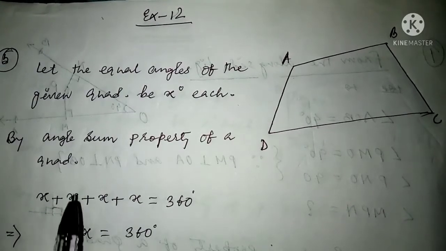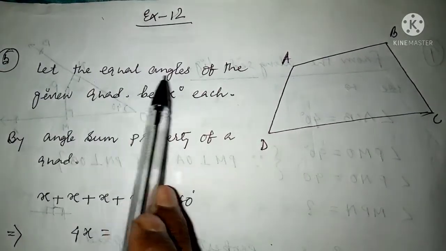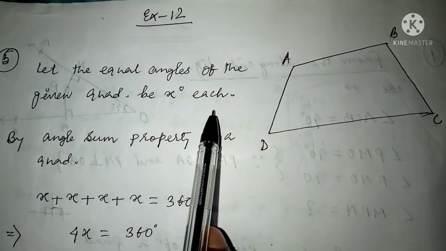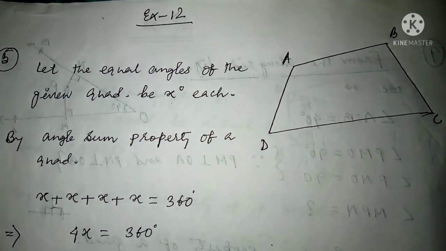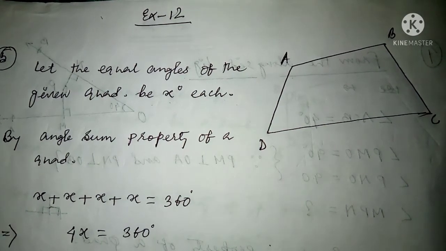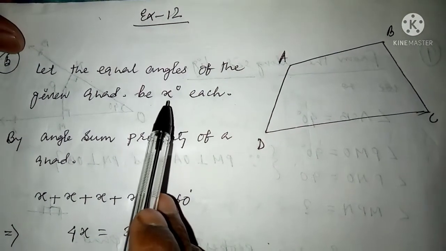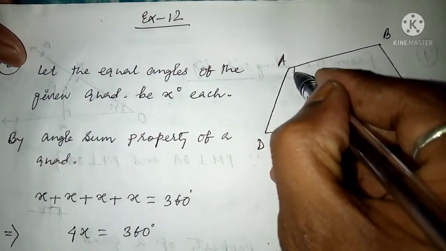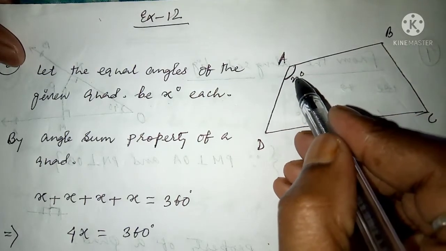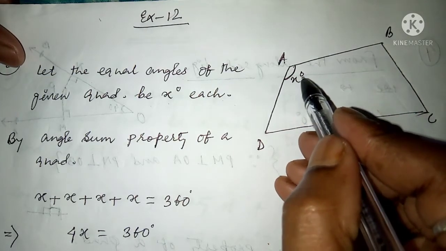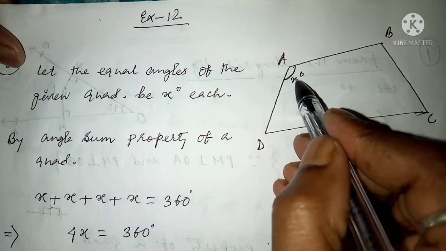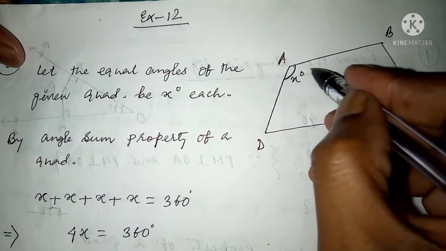So you can see here I have assumed, let the equal angles of the given quadrilateral be x degree each. That means in the question itself we are given that the value of each angle of the given quadrilateral is equal. So I have assumed these equal angles as x degree. Here we don't know the value of x, that's why it is an unknown quantity.